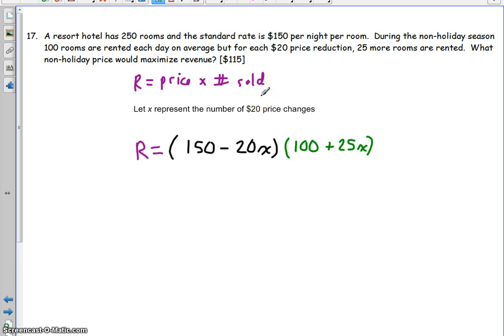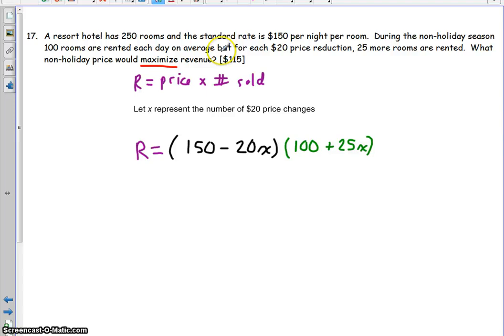What we're looking for is the price that will maximize revenues. You see that word maximize, you're thinking something to do with the vertex, but we're not actually looking for the maximum revenue, we're looking for the price that gives you the maximum. To find out the price, we need the number of price changes, so what we need to find first is the axis of symmetry, the x value that gives you the maximum revenue.